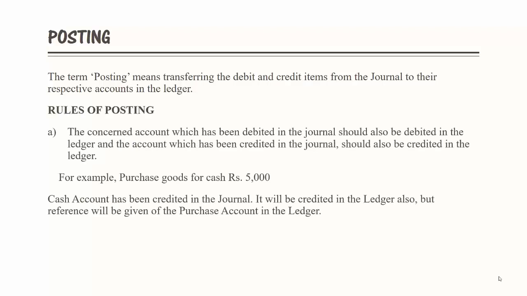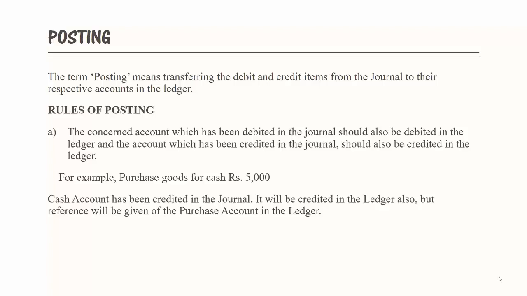The first rule is, the concerned account which has been debited in the journal should also be debited in the ledger, and the account which has been credited in the journal should also be credited in the ledger. Let's understand this with the help of an example. Purchased goods for cash rupees 5,000. Here cash account has been credited in the journal, it will be credited in the ledger also, but reference will be given of the purchase account in the ledger. Don't worry, I will explain the meaning of this line step by step.